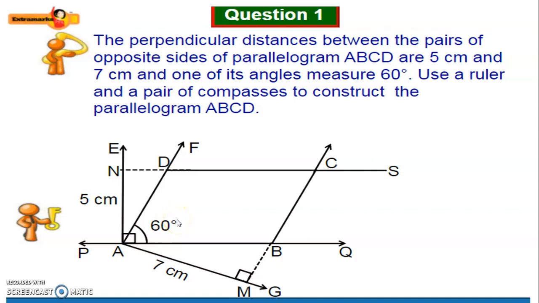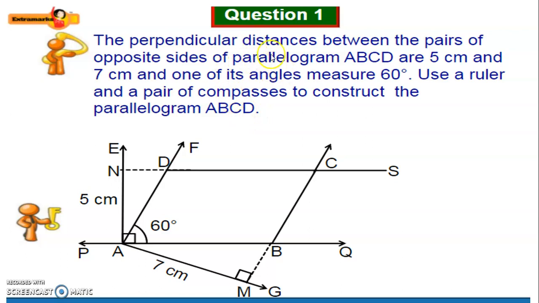Hi children, now let us discuss something different which is not in our text. The first question is: the perpendicular distances between the pairs of opposite sides of a parallelogram ABCD are 5 centimeter and 7 centimeter, and one of its angles measures 60 degree. Use a ruler and a pair of compasses to construct the parallelogram ABCD.